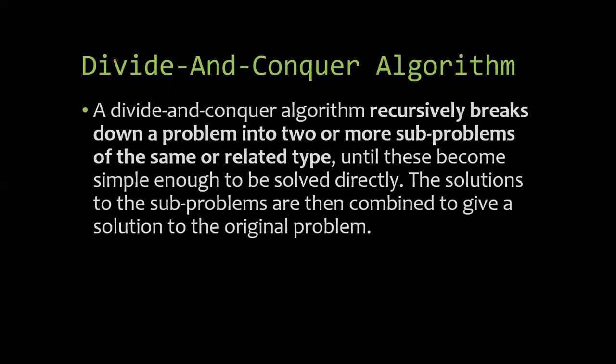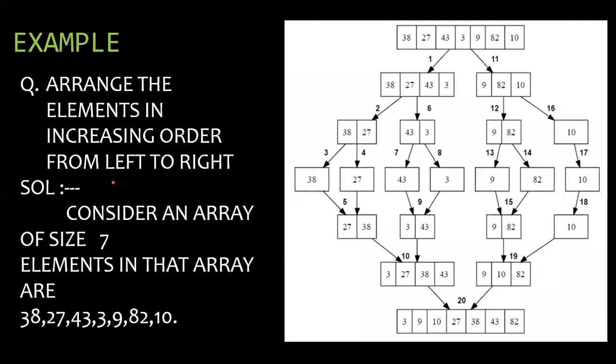Now, to solve this convex hull problem, we have the quick hull algorithm, and in the quick hull algorithm we use the divide and conquer approach. A divide and conquer algorithm recursively breaks down a problem into two or more subproblems of the same or related type until they become small enough to be solved directly. The solutions to the subproblems are then combined to give a solution to the original problem.